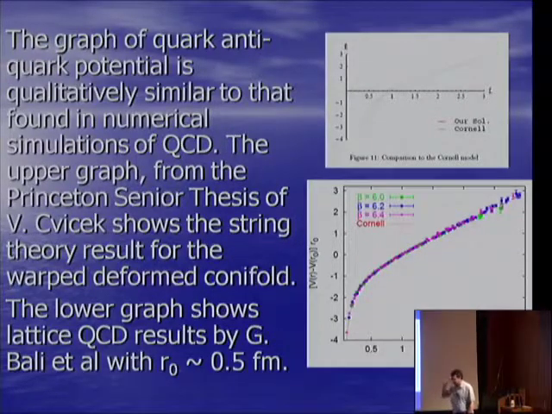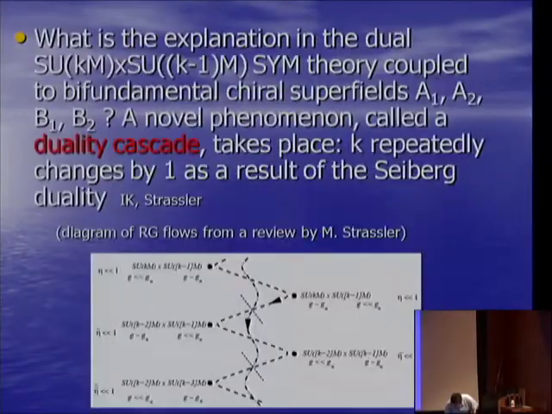Yes? In the graph of the duality cascade, what was eta? Eta, what's the meaning of that? There is another coupling that actually flows, I don't want to get into this, but there is another coupling that flows from large to small values. And this is what Strassler explained in his review.